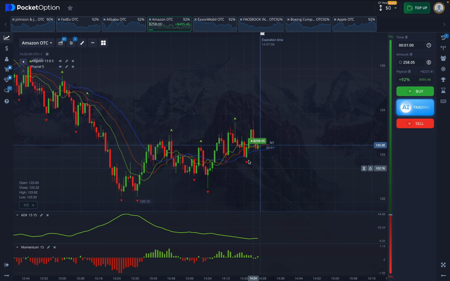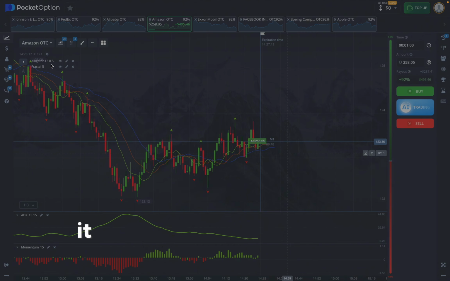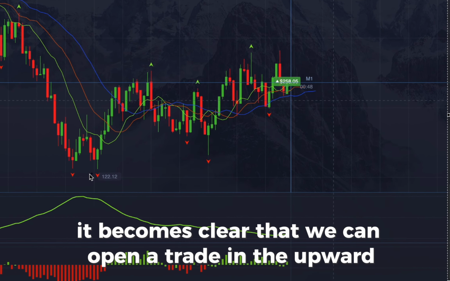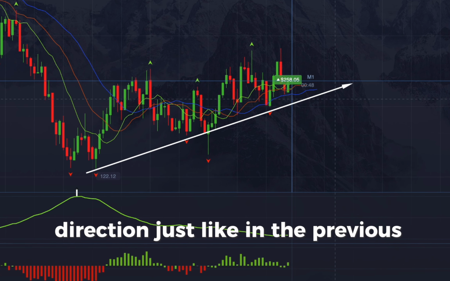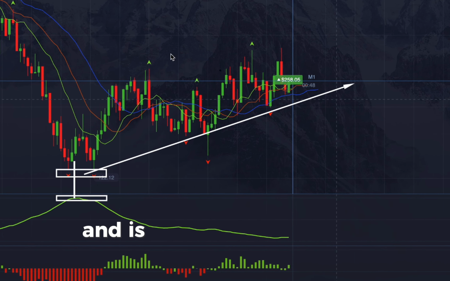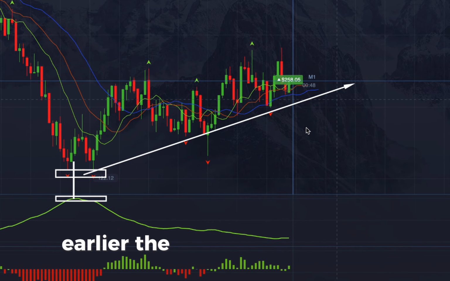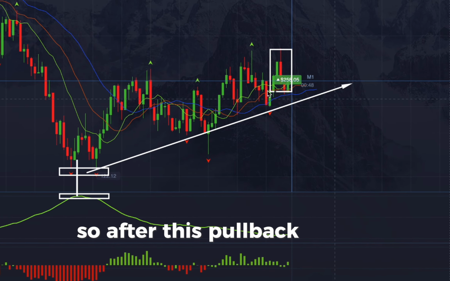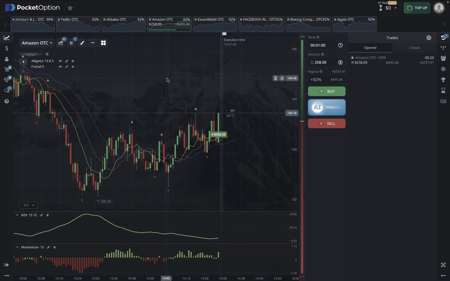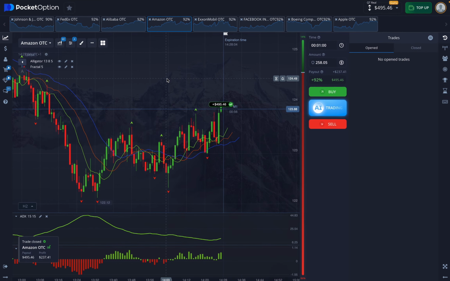We just saw an update to the local structural minimum, and after this update, it becomes clear that we can open a trade in the upward direction. Just like in the previous trade, the ADX reached its peak and is now showing a trend reversal. Earlier, the trend was downward, so after this pullback, we can open a position to buy. As you can see, the trade closed confidently in the green.